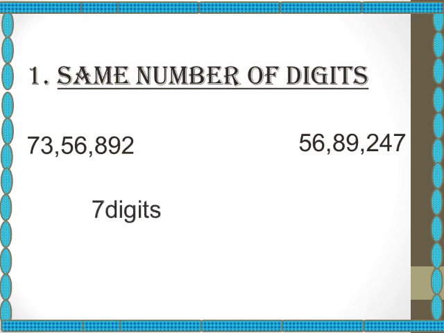The first number has 7 digits, and the second number also has 7 digits. So when both the numbers have 7 digits, what should you do? First check the first digit. What is the first digit here? 7. What is the first digit on the other side? 5. So obviously you know 7 is greater than 5. So you will write it as 73,56,892 is greater than 56,89,247. Okay, do you understand, children? We will go on to the next sum.